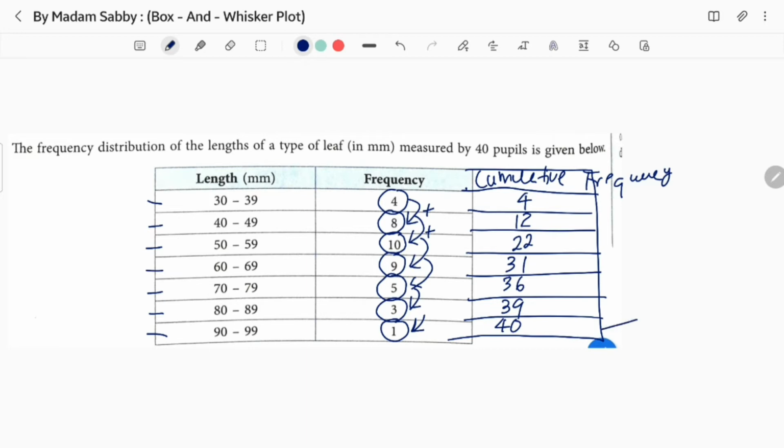Okay, so the final cumulative frequency at the last row should be equivalent to the number of tuples given here, which is 40. So if you calculate the last row, the cumulative frequency is equivalent to this one. That means you already calculated your cumulative frequency correctly. But if the last cumulative frequency here is not equivalent to 40, that means there is something wrong with your calculation. So try to recalculate from the beginning.